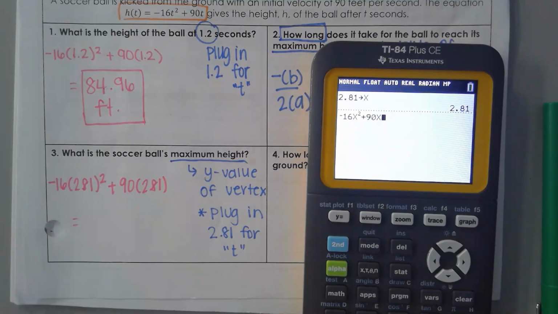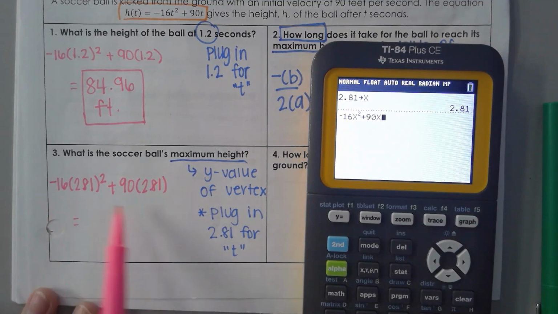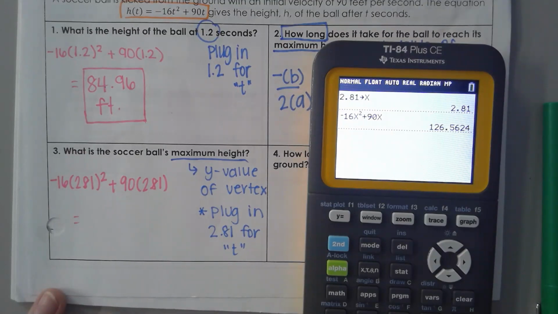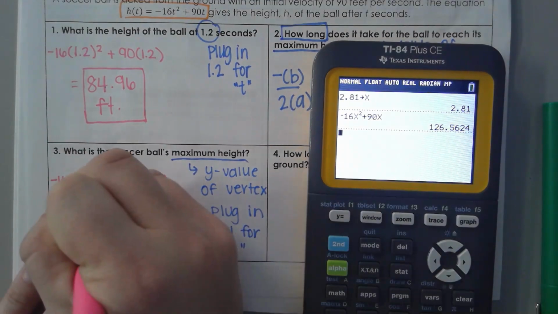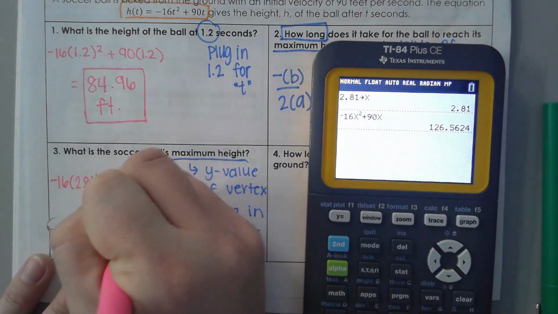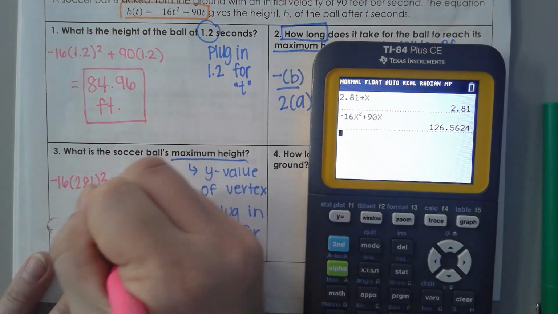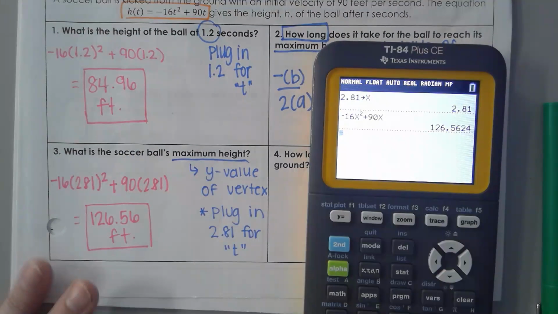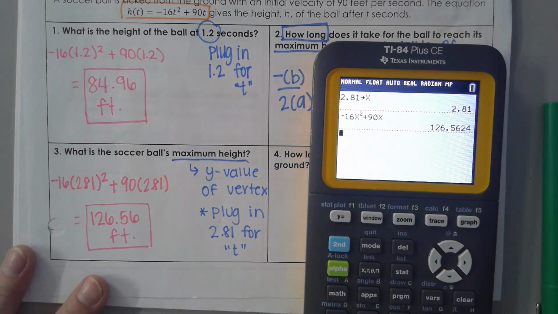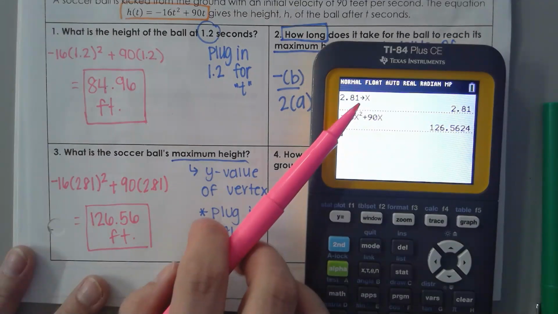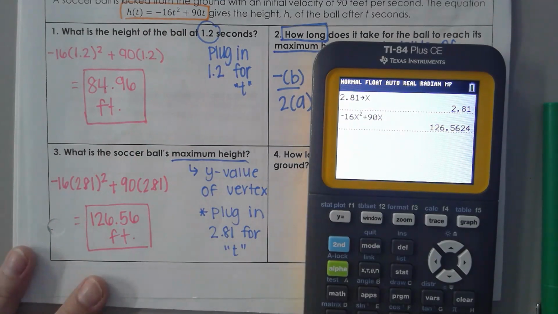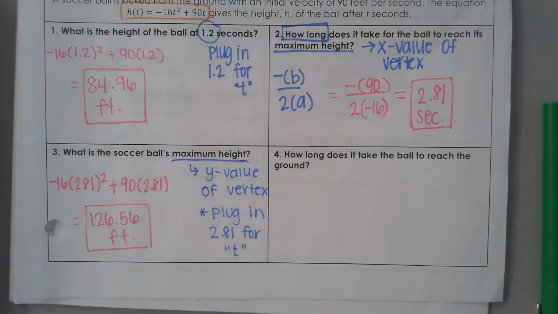So I stored it. You could just type it in just like this if you wanted. And I get 126.56. We're talking about the height, in feet. Wait, so how did you... I'd stored the 2.81 for x, and then I typed in this equation from up there. Yes. Okay, let me write all that down.